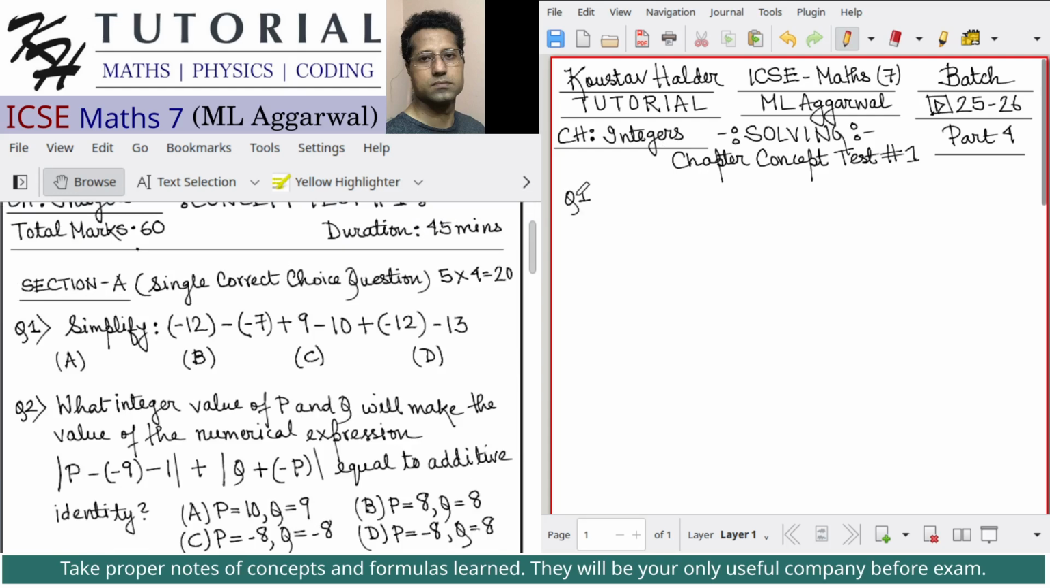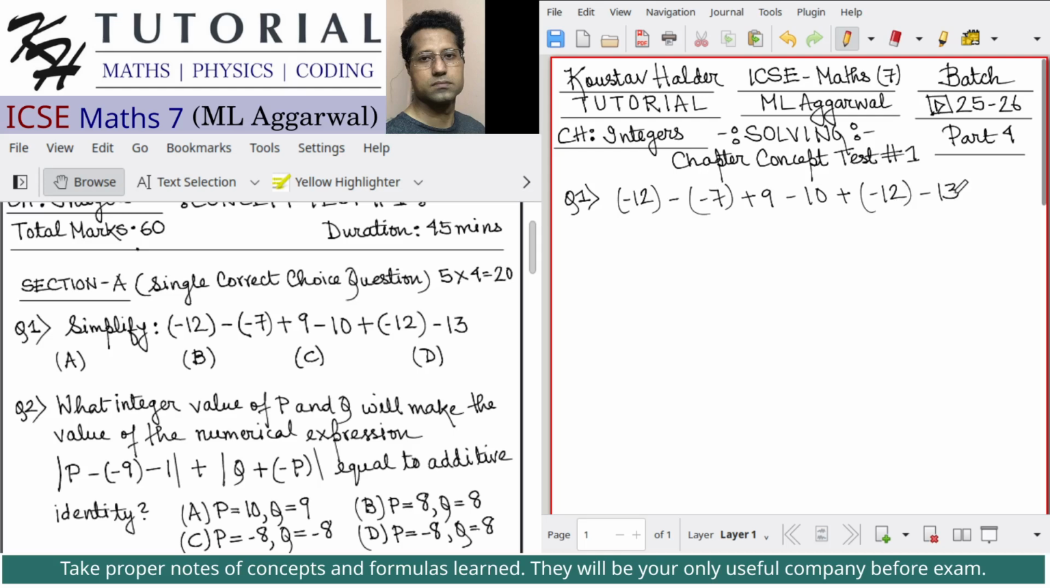Question number 1 is about simplifying the given numerical expression. So the numerical expression is minus 12 minus 7, and then we have plus 9 minus 10 plus minus 12 and minus 13.